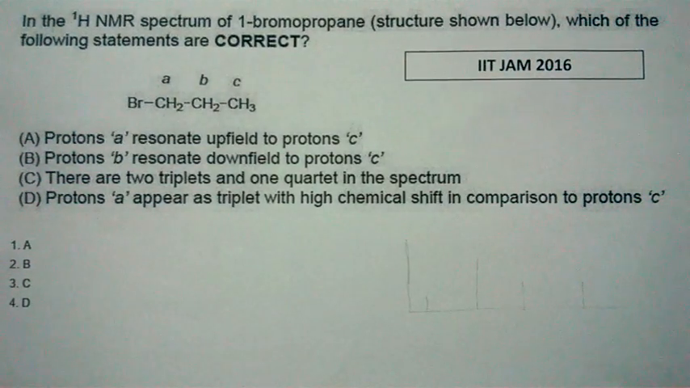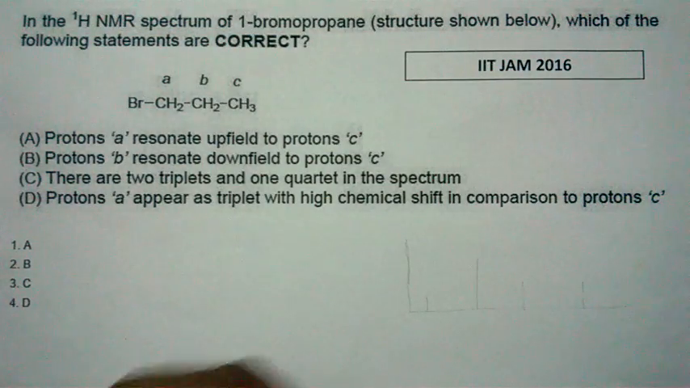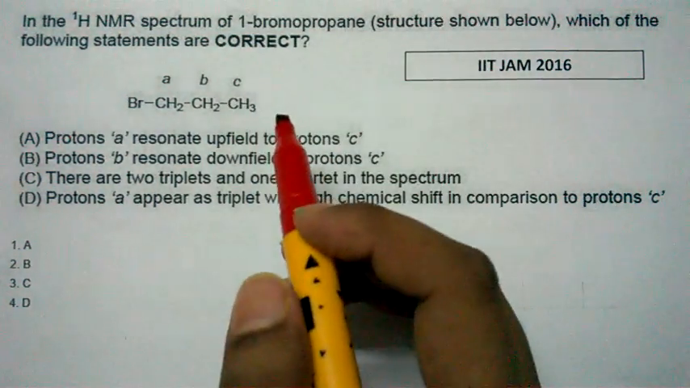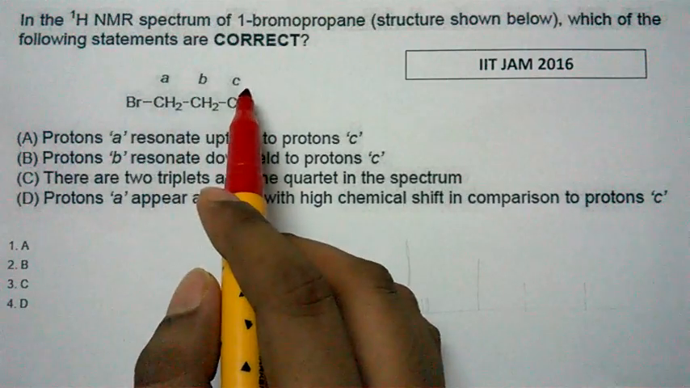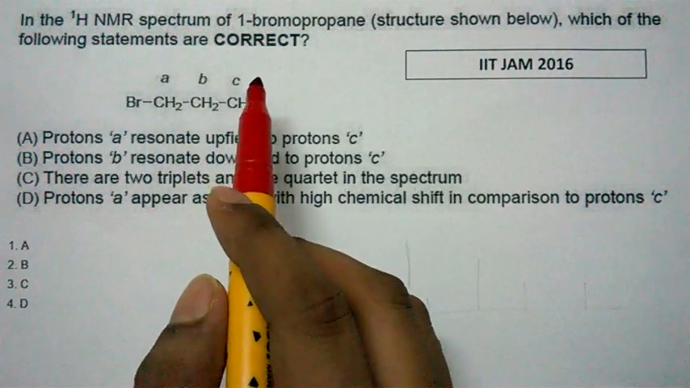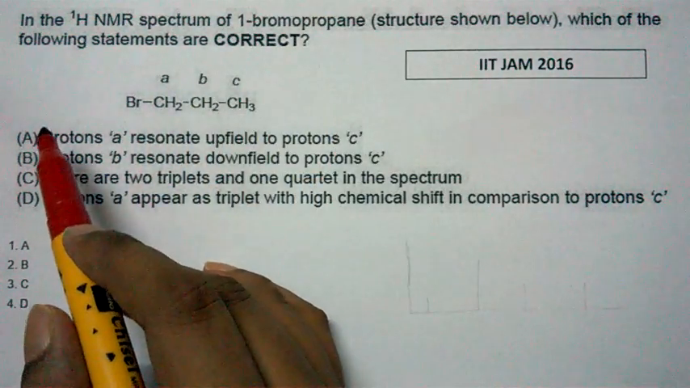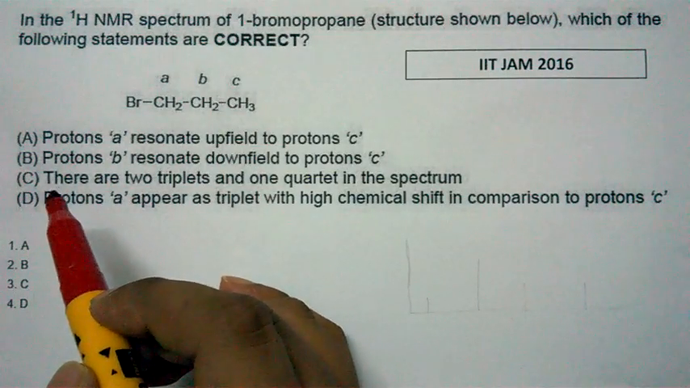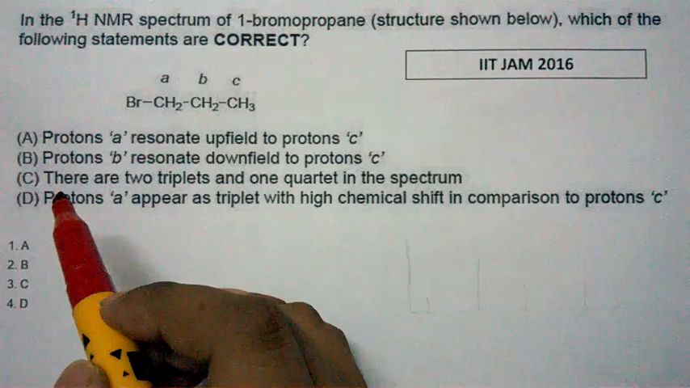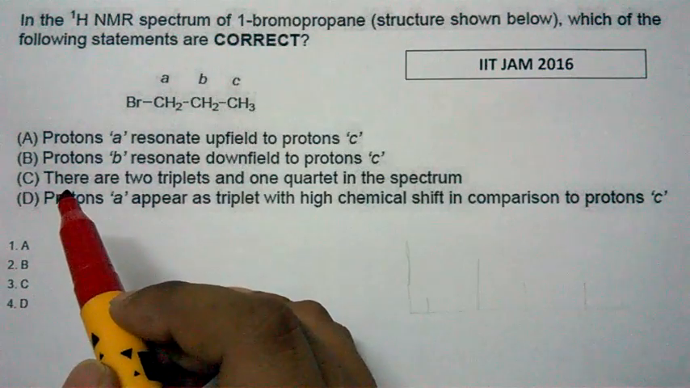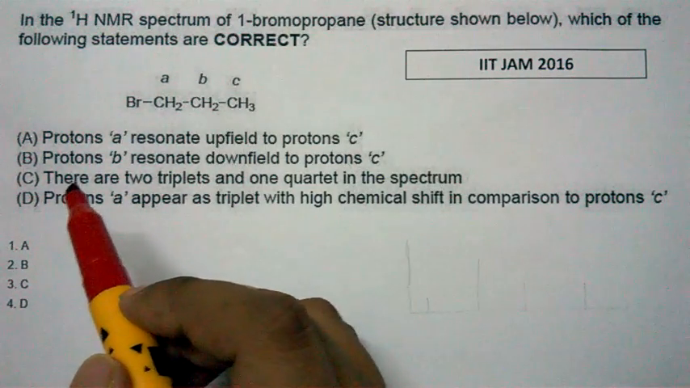Hi, in this video I'm going to discuss a question direct from the IIT JAM 2016 biotechnology paper. This question is on NMR. They gave a structure and labeled all the hydrogens A, B and C. Then they ask which of the options are correct. This is an MSQ question, which means more than one option could be correct. Now we have to say which options could be correct.